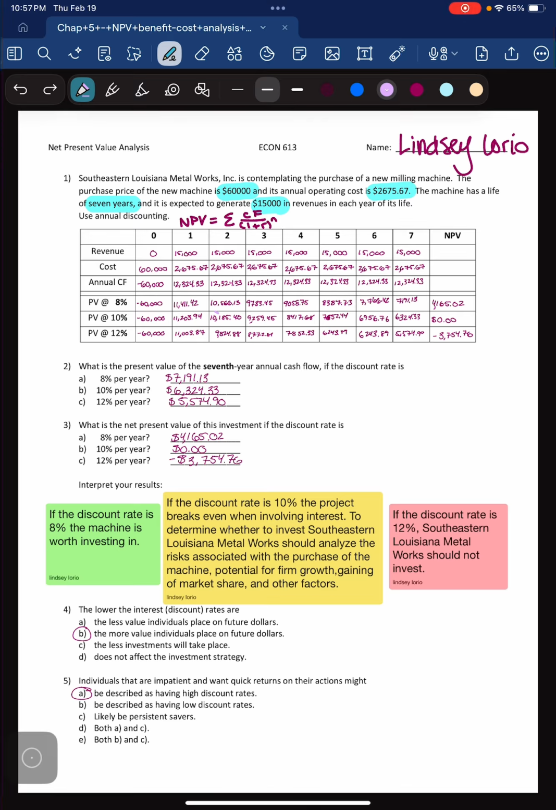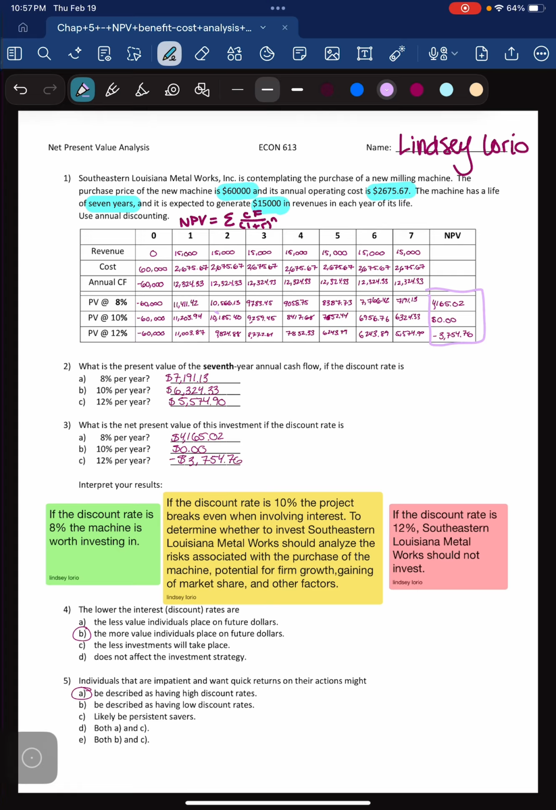And then to get the net present value of the whole investment given a specific discount rate, you sum up all of these. So this box is the sum of all of this row. Same with this box. And this box is the sum of all of this row. So these are our net present values, and then we're going to use those to do some analysis on whether Southeastern Louisiana Metal Works should buy this machine.